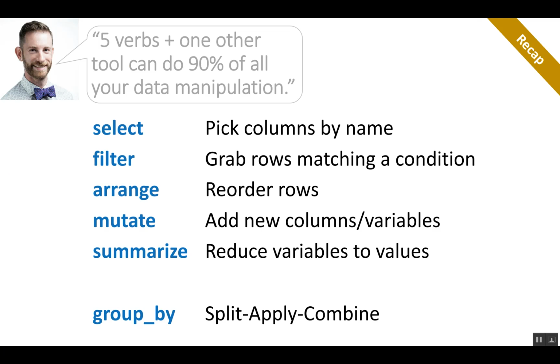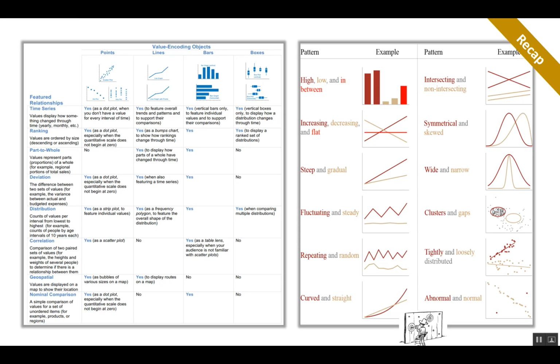And just to recall what we've learned so far, some important elements for data transformation, we have the 5 verbs plus group by. So select grabs columns by name, filter grabs rows that match a condition, arrange reorders the rows, mutate adds a new column or overwrites an old one, summarize reduces variables to values, and group by can work with the latter 4 verbs to operate by splitting apart the data, applying a function over it, and then recombining the data back together.